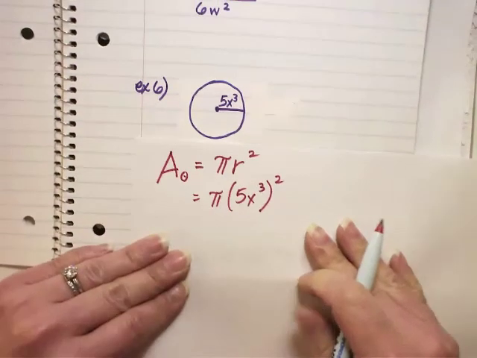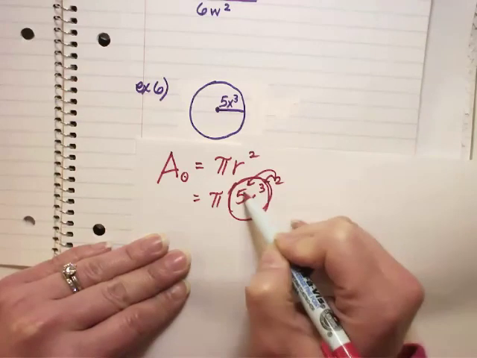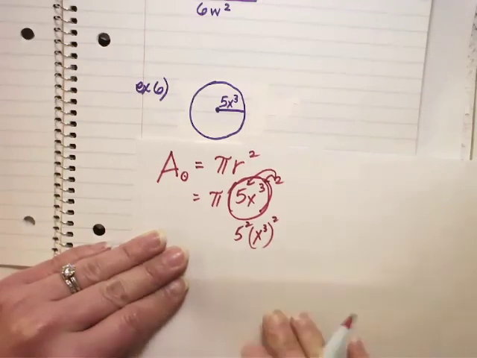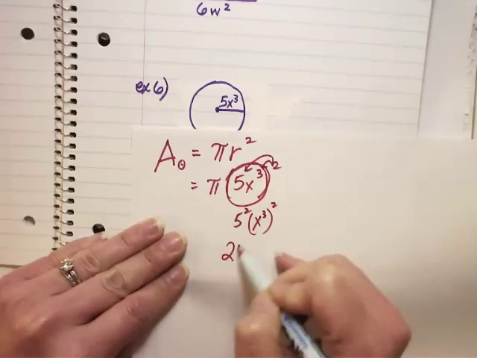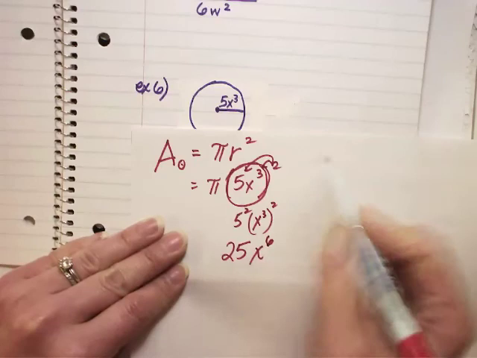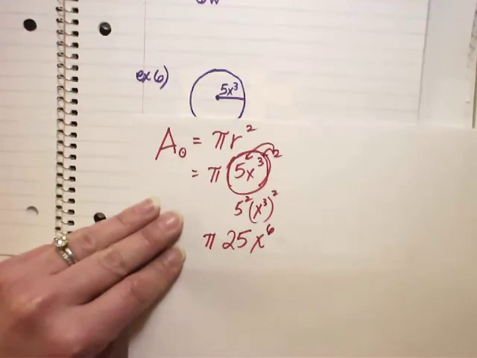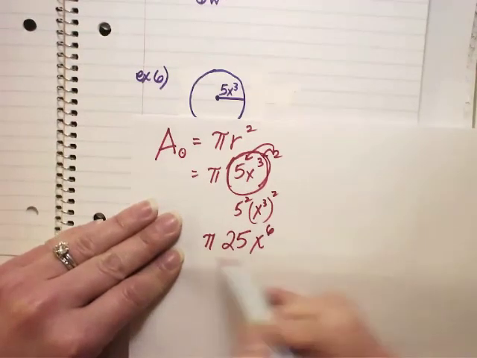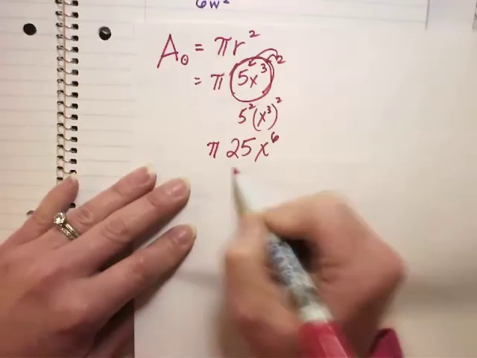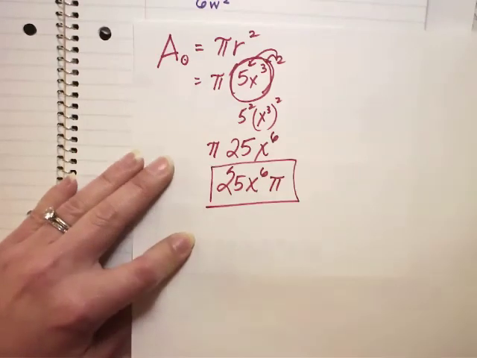So to complete this one, we're going to actually take all of this and square it. So that's 5 squared, then it's x to the 3rd squared. So 5 squared is 25. X to the 3rd to the 2nd power is x to the 6th. And I have a pi. What we're going to do is leave our answers in terms of pi. So we're going to leave that pi right in our answer. We'll just put it in right at the end. So our answer will come out being 25x to the 6th with a pi. And that would be your answer for that one.